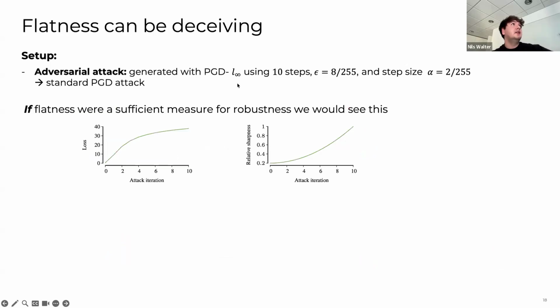Now, finally, we turn to the problem that flatness can be deceiving. So here we go back to normally trained networks.